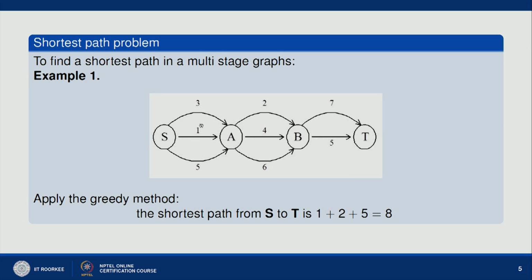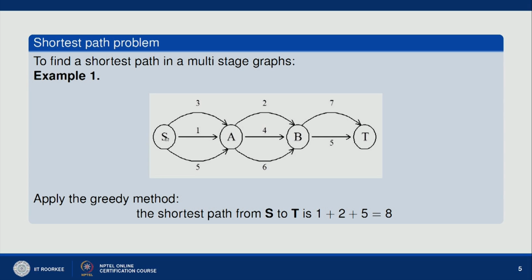So, let us choose 1. Then from A to B we have 3 different paths: 2, 4 and 6 units. Out of these 3, which one is minimum? This 2 is minimum, from A to B, this one.